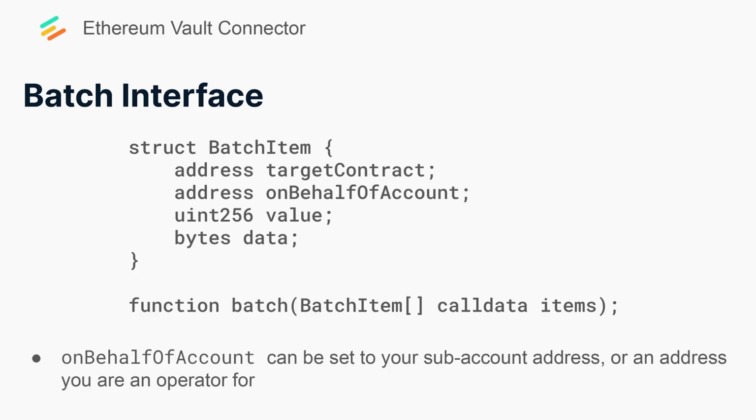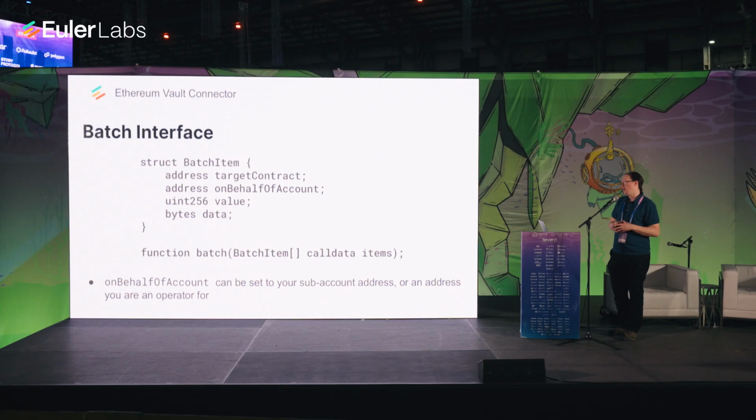It's pretty much, as you see, a standard multi-call. You have the target contract you're calling, and the value, that's the amount of native currency, ether, you want to transfer, and the bytes data, that's the actual call data you want to pass it. However, it also has this one thing, the on behalf of account, right? Often that will just be your address, but if you want to do a sub account, or as we'll talk about in a second, the concept of operators, you'll pass in a different address there.